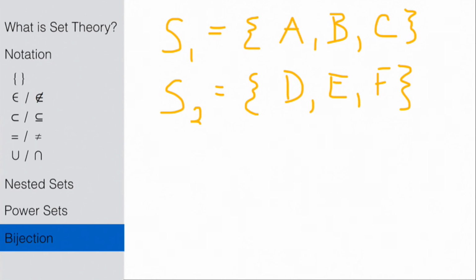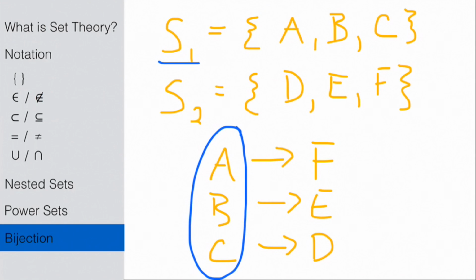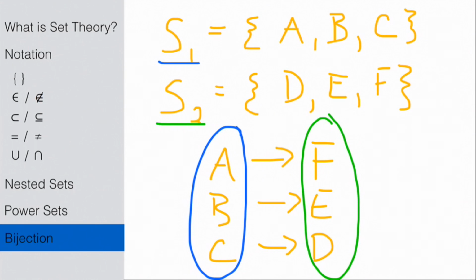And finally, I want to talk about bijections between 2 sets. Now, bijection sounds like a scary word, but it really just means that you can define a mapping from one set to another where all of the elements are accounted for. So if we have set 1 and set 2 here, we could say, map A to F, map B to E, and map C to D. And since all of the elements in set 1 are represented in the mapping, and all of the elements of set 2 are represented, and there's no duplicates, we can say that the sizes of S1 and S2 are equivalent.